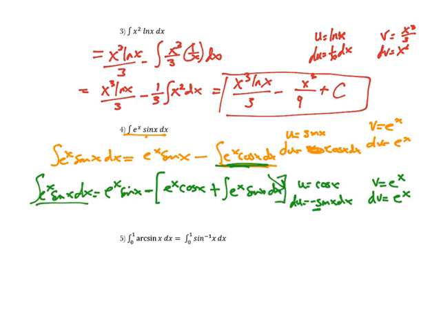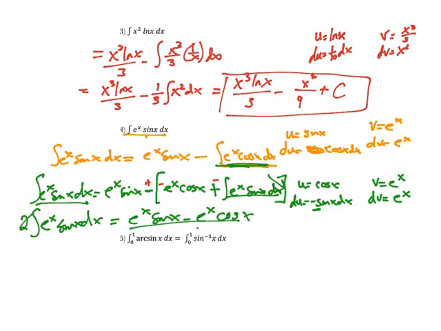Now if you'll notice, these are the same. And if I distribute the negative, I'll have a negative, negative, and that would then be positive. So now I can add this e to the x sine x to the other side, so I have two integrals of e to the x sine x dx is equal to e to the x sine x minus e to the x cosine x. And all I have to do to solve is divide both sides by 2.